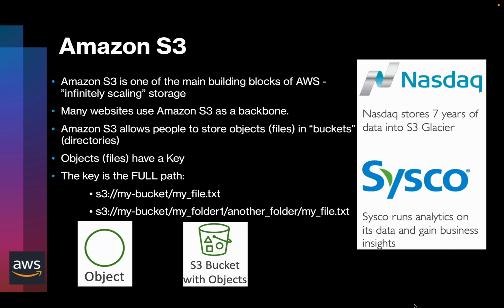Amazon S3 allows people to store data as objects. The files, which are called objects, are stored in buckets, which are nothing but directories. So all the objects are stored in buckets. Objects are nothing but files, and buckets are nothing but directories. Objects have a key.